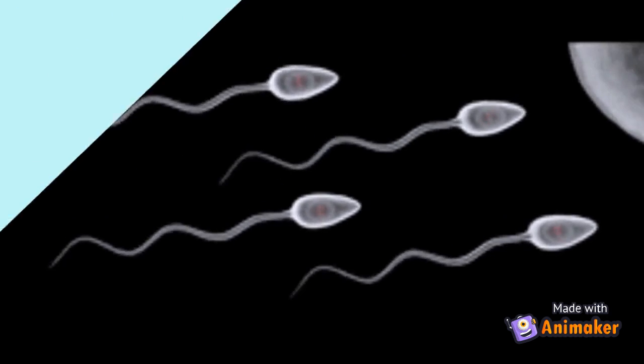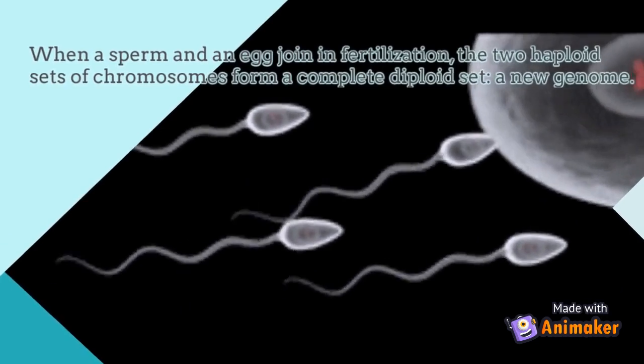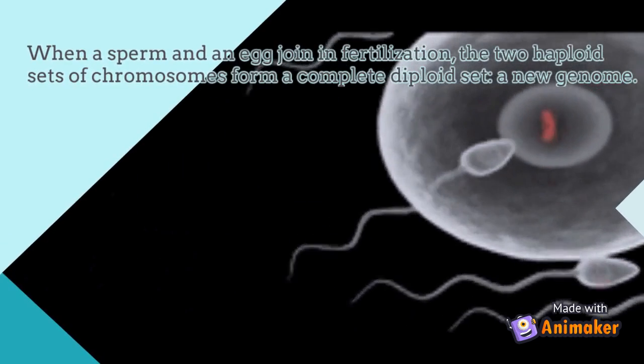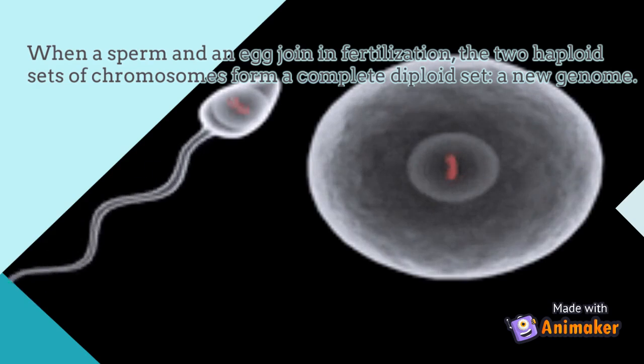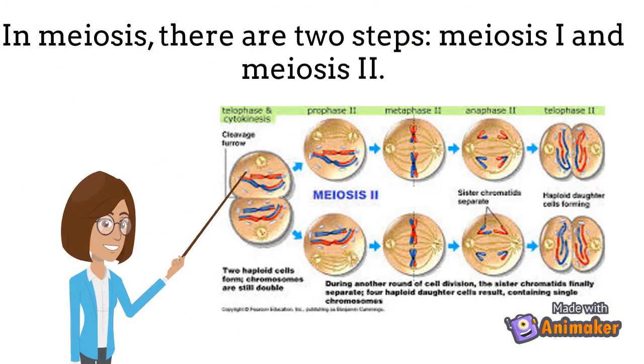When the sperm and the egg join in fertilization, the two haploid sets of chromosomes form a complete diploid set, a new genome. Now, in meiosis there are 2 steps, which are meiosis 1 and meiosis 2.